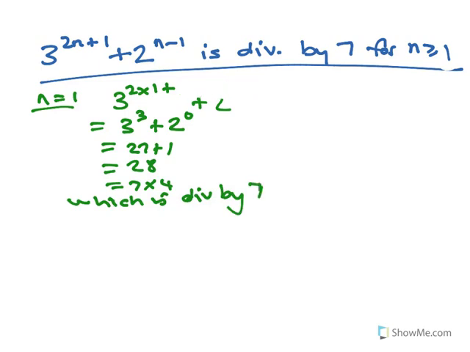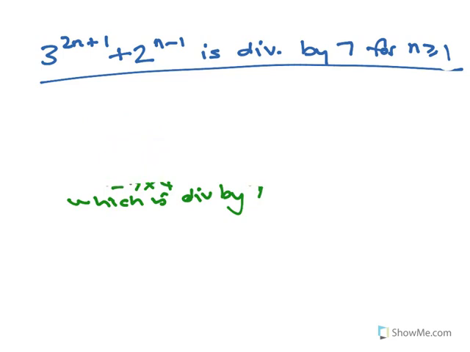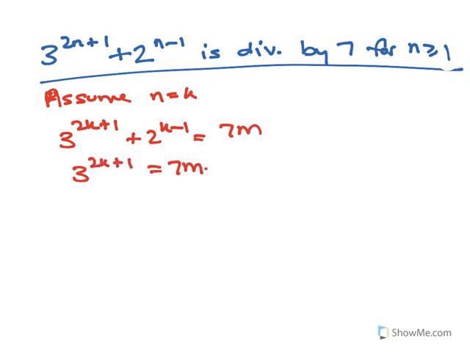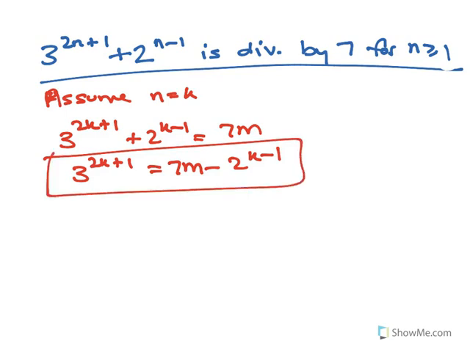Okay, so now what we're going to do, we know it's true for n equals 1, so we're going to assume it's true for n equals k. So that's 3 to the 2k plus 1, plus 2 to the k minus 1, equals 7m. So 3 to the 2k plus 1 equals 7m minus 2 to the k minus 1. And that's what we're going to have to use in the next step to sub in.